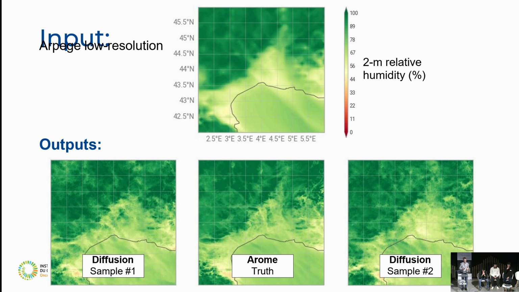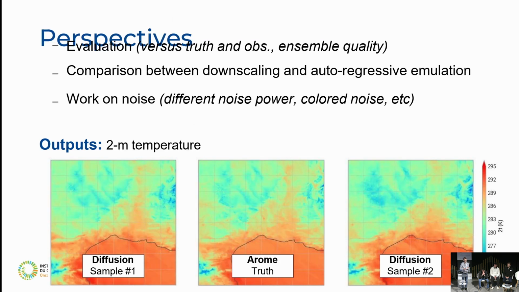So, to conclude, our model is able, for the surface variables, to learn the fine scale features related to the orography, and also to provide ensembles that might be relevant for uncertainty quantification.